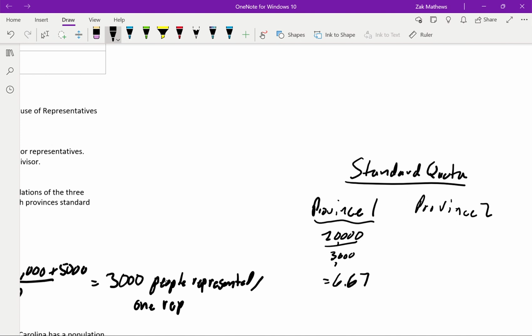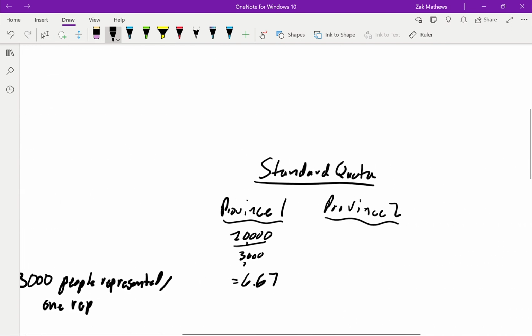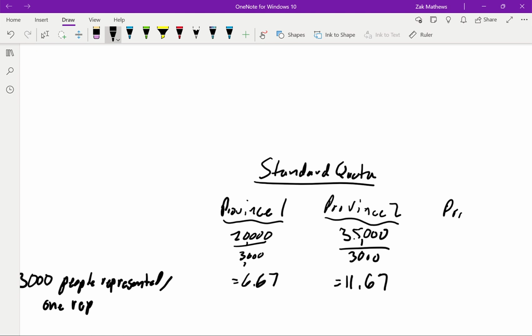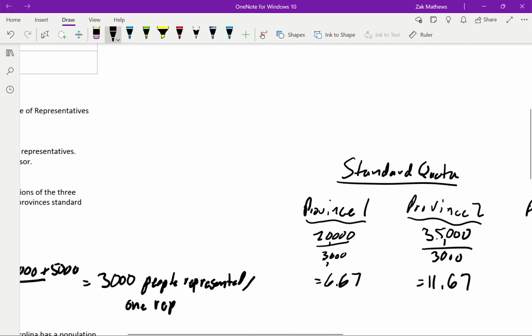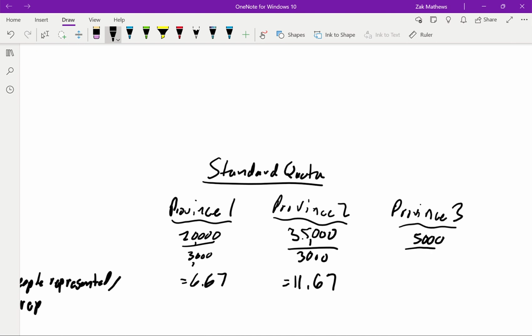Province 2. Province 2, remember, was the largest. It had 35,000 people. I'm going to divide them up into 3,000s as well. And when we do that, we get a total of 11.67. Same problem as before, we've gotten a fraction. And then province 3, well, they were the small one. They were only 5,000 people. We're going to divide them by 3,000 as well. And we get 1.67 as the standard quota. So all 3 of these numbers would be our standard quotas.